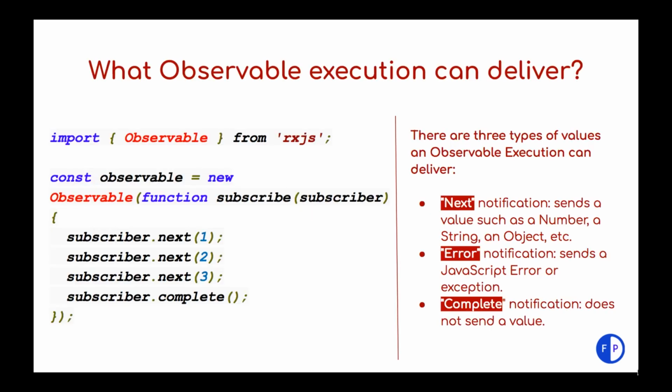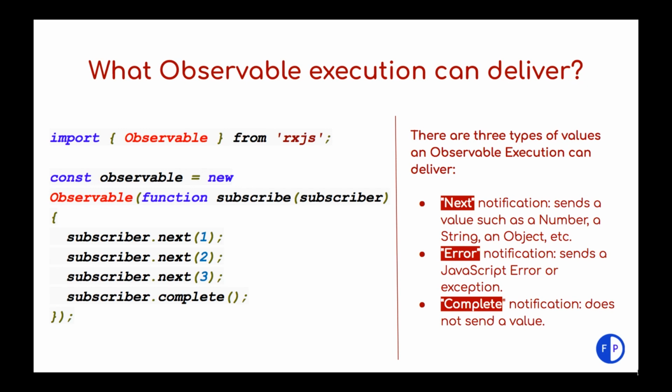If you look at this code snippet on the left hand side, you can see that we are importing Observable from the RxJS library, and then we are creating an observable that contains the reference of the observable, where we are using new Observable and it has a callback function, right? And within that you will see next and complete. Error can also be there, right? So I'll explain all three types of values that an observable execution can deliver.